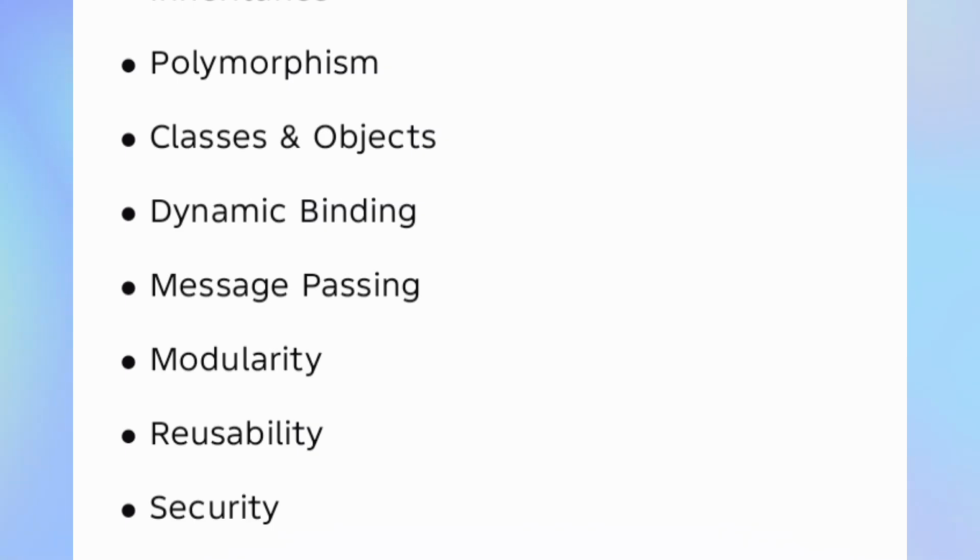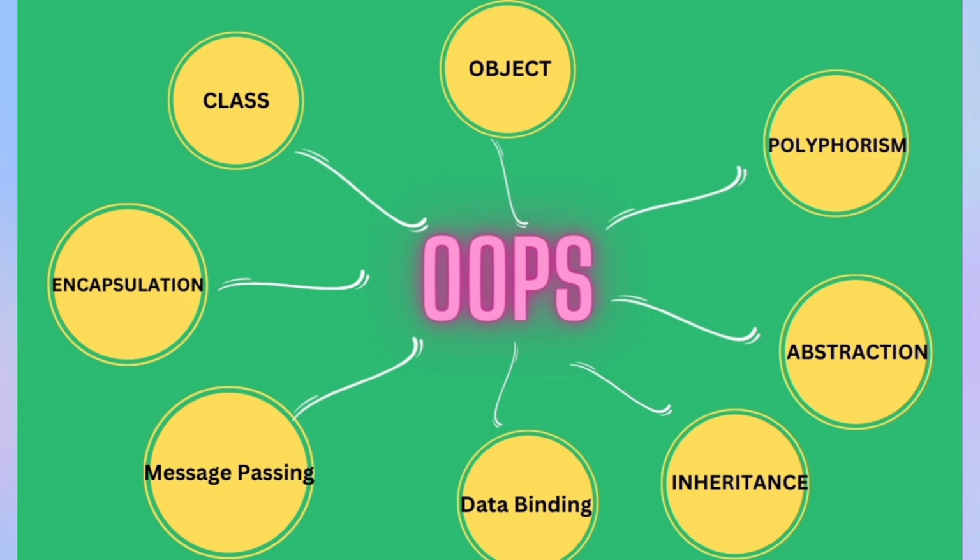Polymorphism, classes and objects, dynamic binding, message passing, modularity, reusability, and security. Modularity means dividing into a number of modules in the coding or programming part. Reusability, mostly used for a common method and used many times, the number of times used in the same project. A single method used multiple times is called reusability.